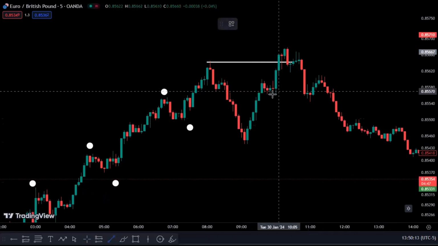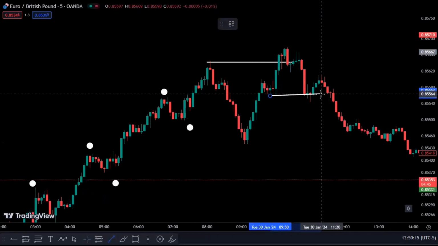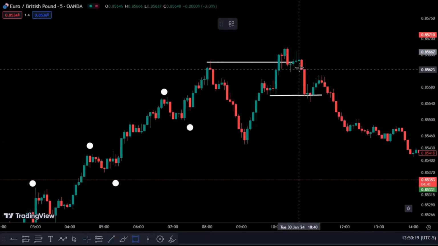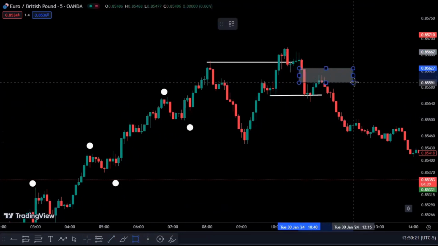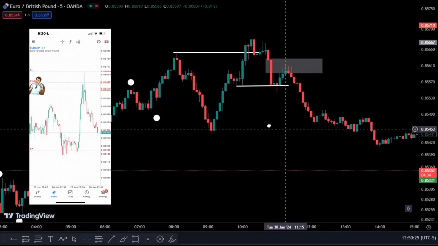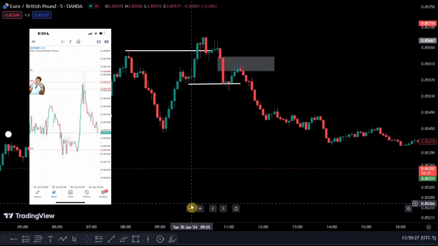And then here we have a break below the structure, and the market traded back to our fair value gap. So I'll be showing you guys this trade, how I took it on my live account. I'll just show you guys the exact same trade.